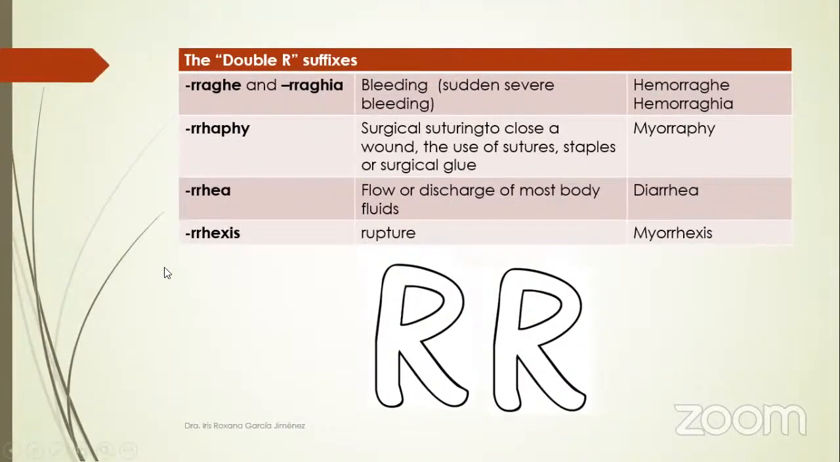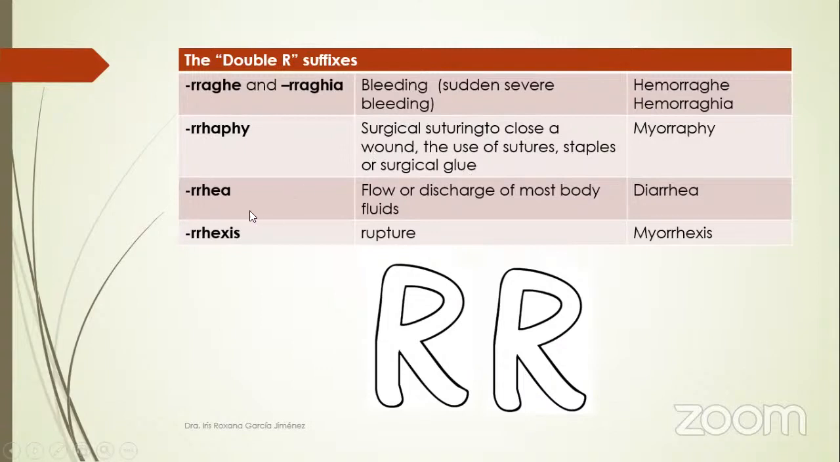We have these double R suffixes. It's a grammar rule. Always you use them. They must start with double R. For example, rrhage and rrhagia. That's bleeding, a sudden severe bleeding. Hemorrhage, hemorrhagia.